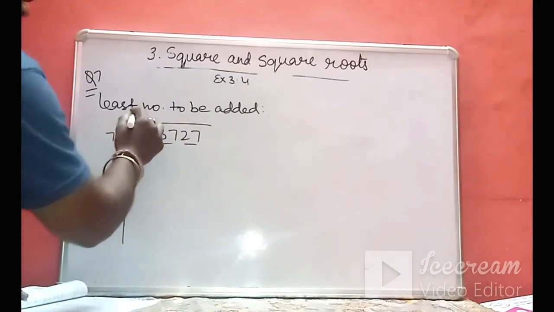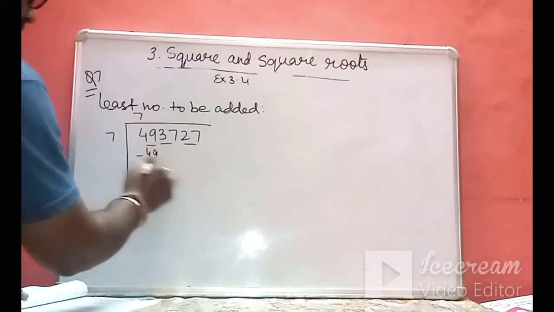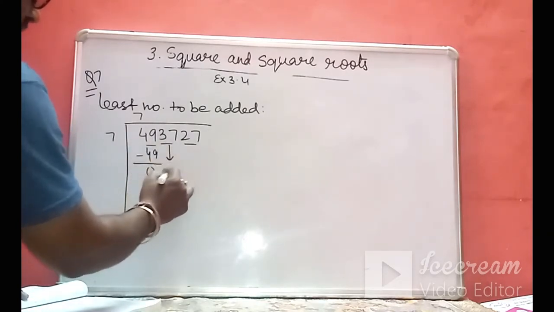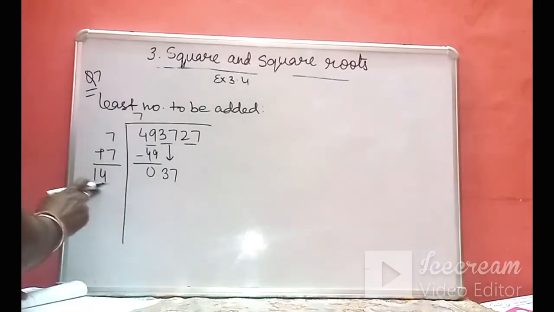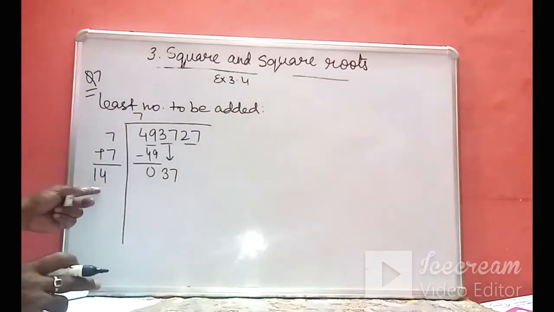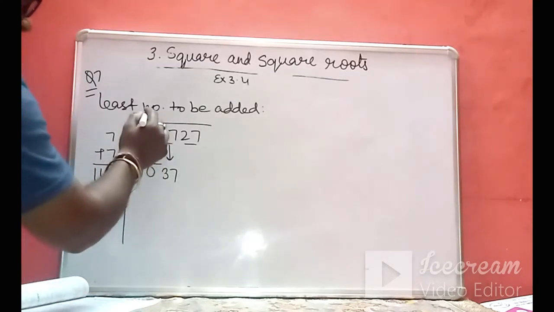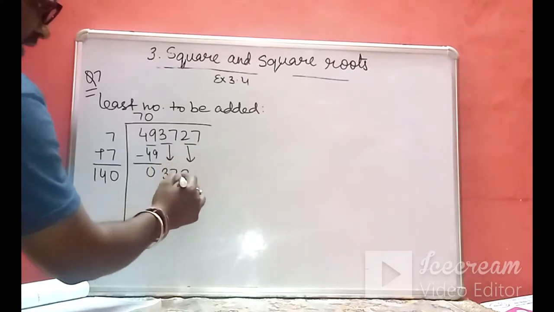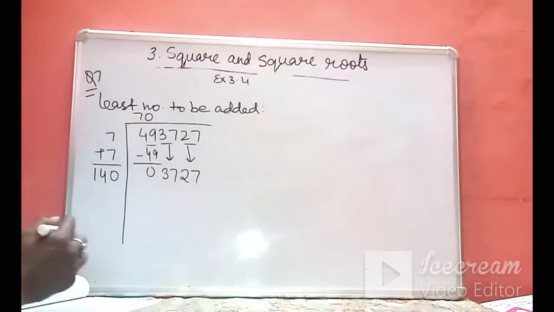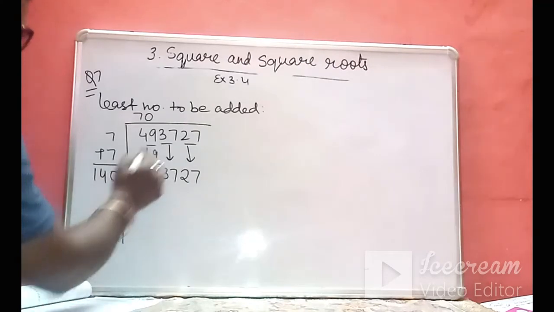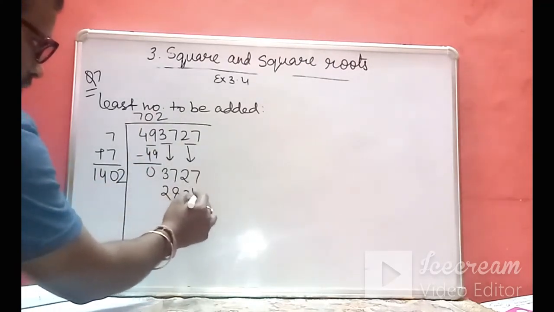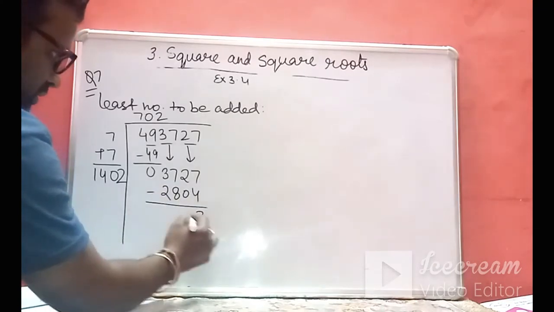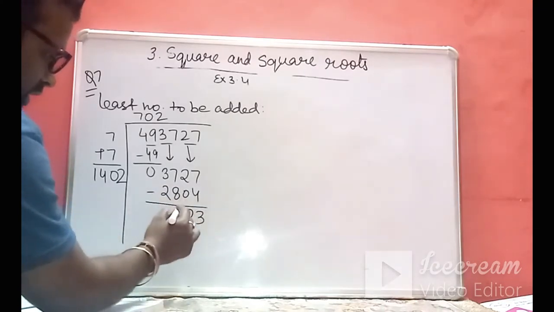So it is 7 into 7, 49, then 0, then 37 will come here, so plus 7 we will do, it becomes 14. Now this 14, after I add 1, it becomes 141, so I have to put a 0 here and 0 here, so that I can get the next pair. Then I will put 2 here, so it is 2804. Subtract it, 3, 2, then 9.